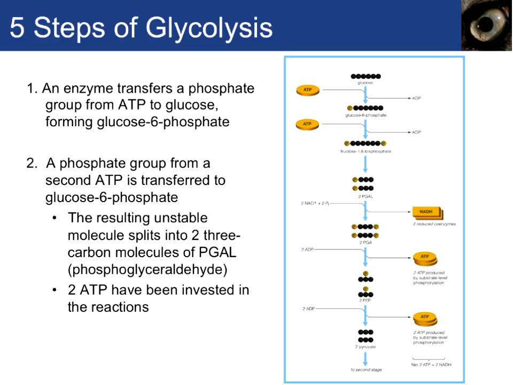But just to show you the other steps in more detail. So the first step, an enzyme transfers a phosphate group from ATP to glucose, and this forms glucose 6-phosphate. Next, the phosphate group from the second ATP is transferred to glucose 6-phosphate, and the resulting unstable molecule splits into 2 3-carbon molecules of PGAL. Finally, 2 ATP have been invested in the reactions at this point.